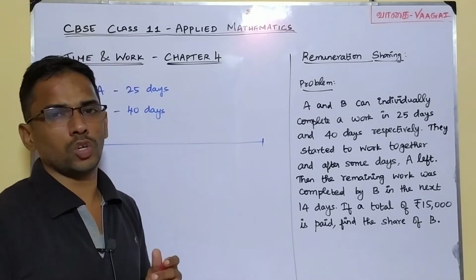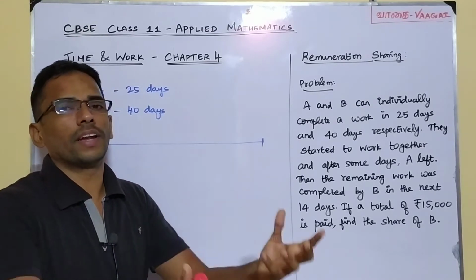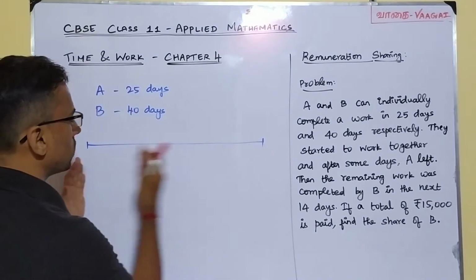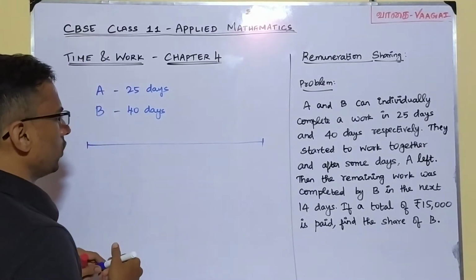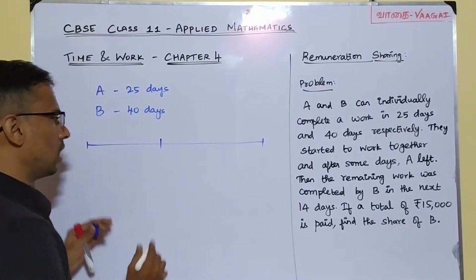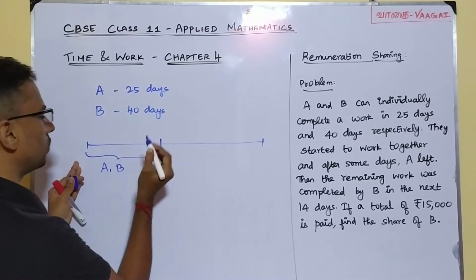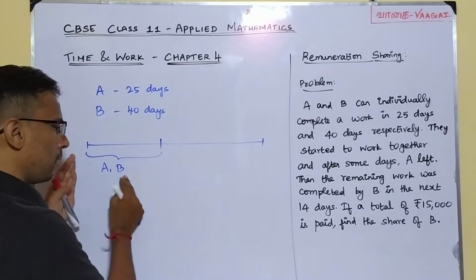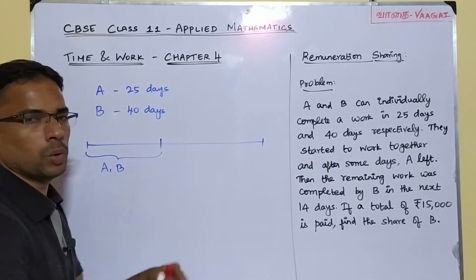We'll take this line to be the entire work. Whatever work they are doing, that entire work corresponds to this line. Now I'm going to take one part here and the other part here. This first part is where A and B, both of them, are working. I hope it is clear to you. In the first part, A and B are working together, and after these many days, what happens? A is going to leave. A left.